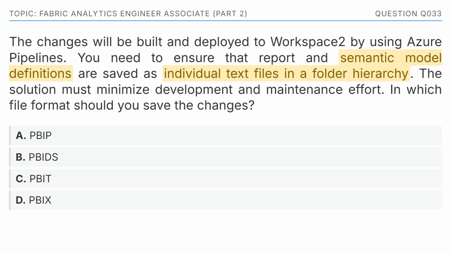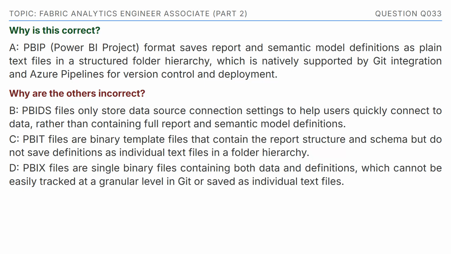To arrive at the correct answer, we focus on the keywords: Git integration, individual text files in a folder hierarchy, version-controlled changes, semantic model definitions. The correct answer is option A, PBIP. Why is this correct? A. PBIP, Power BI project, format saves report and semantic model definitions as plain text files in a structured folder hierarchy, which is natively supported by Git integration and Azure pipelines for version control and deployment.